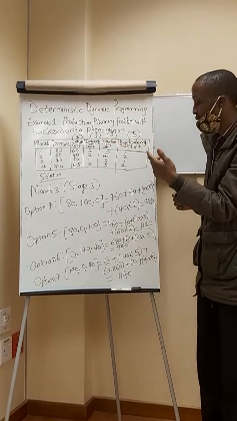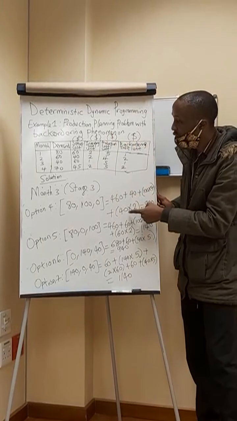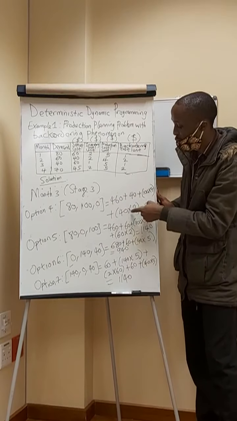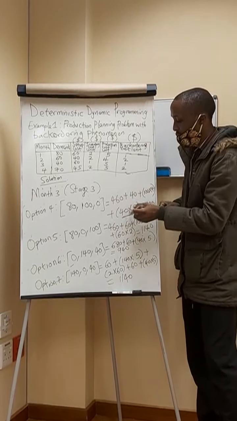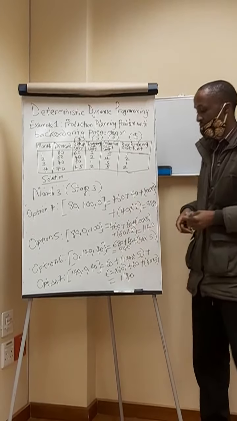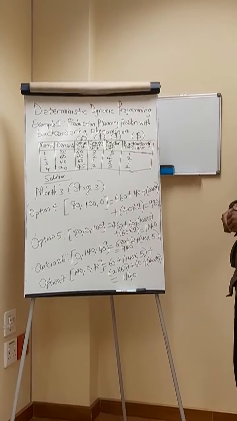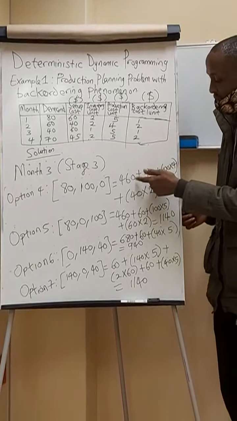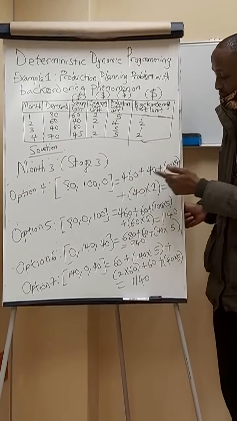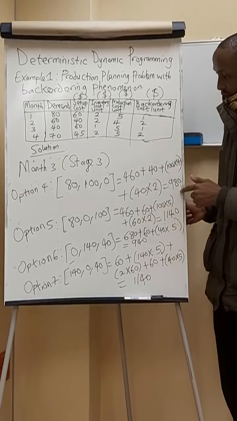So if you hold 40 units, the total inventory cost you are going to be incurring is what? 40 times what? 2, which is this. 40 times 2, which is what you are seeing for this option 4. So then from there, you are able to simplify this. That will give you 460 plus 40 plus 100 times 4 plus 40 times 2. If you simplify it, that will give you what?